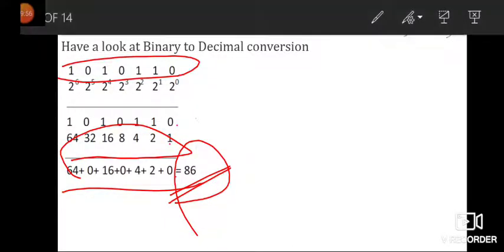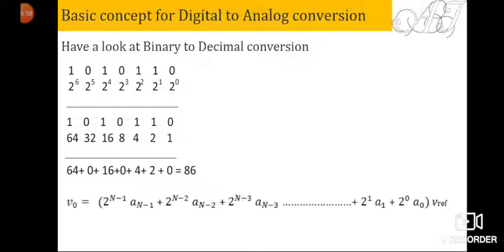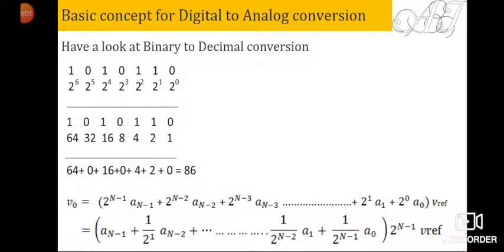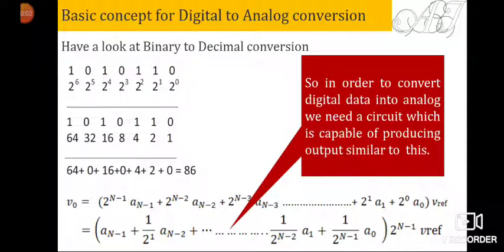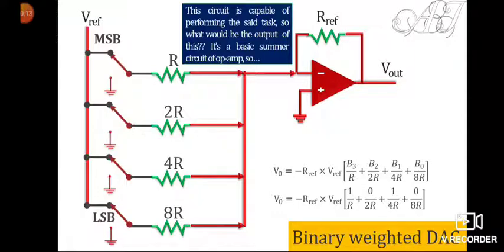Okay, so this will represent a generalized formula for that conversion. See, this is representing the generalized formula for that conversion. And if by any means we can design a circuit which is capable of producing this kind of output, we can solve the purpose. So let's have a look at this kind of circuit. This is the kind of circuit we have.